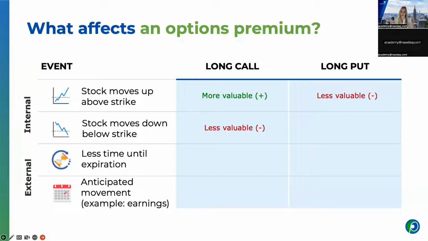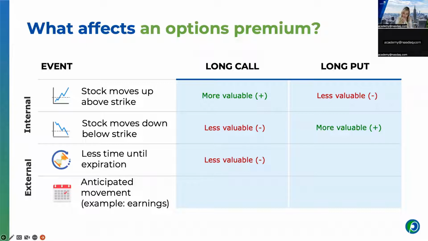I know I just made that a very confusing statement, so I will repeat that again. If the stock moves below the strike price, that means the market is better off buying the shares at the market versus executing upon the terms of the contract to buy the shares. So therefore, this is less valuable. However, that makes the put more valuable because we have the right to sell. And if the market's going down, then my put's going to go up in value because I can sell it at a higher price.